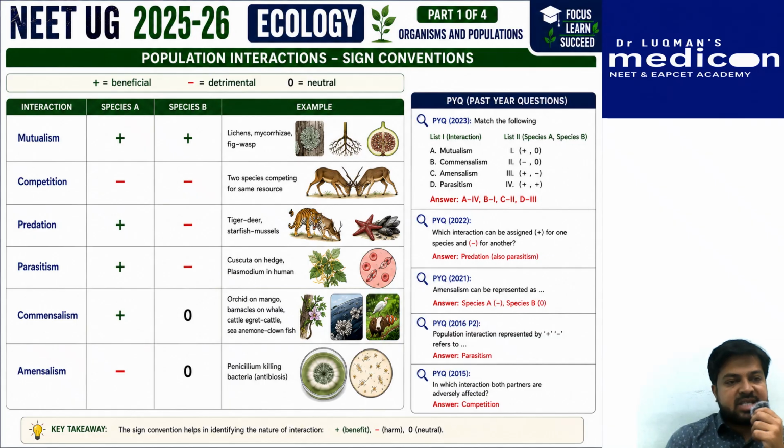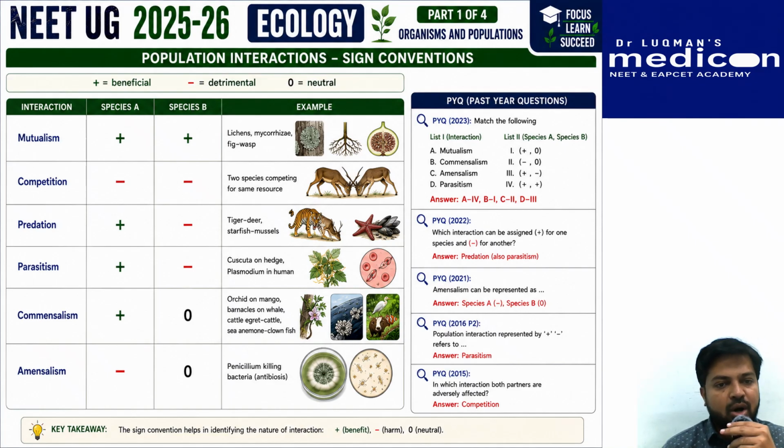So moving on with the examples, direct example-based match the following, and the sign conventions have been asked in previous year questions. You have to revise it multiple times. Mutualism is seen in lichens, mycorrhiza and fig wasp type of relationship. Competition is seen between two species competing for the same resource. Even this statement could be asked as part of a question. Predation, where a tiger attacks a deer, or a starfish attacks mussels; the starfish-mussels relation is an example of predation.